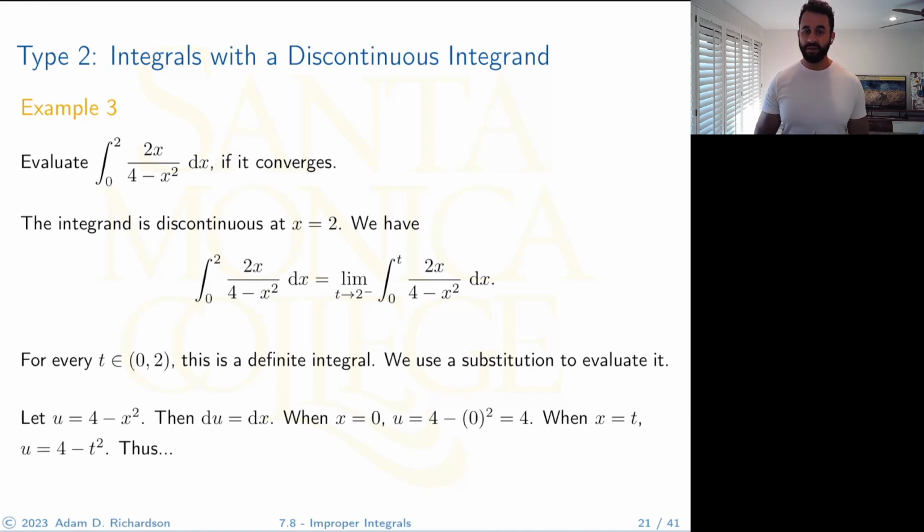Let u be 4 minus x squared. Then du is equal to, typo, I'll fix that later too, 2x dx. There should be a 2x right there.